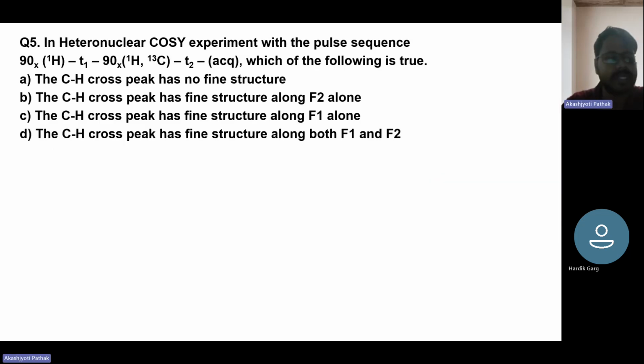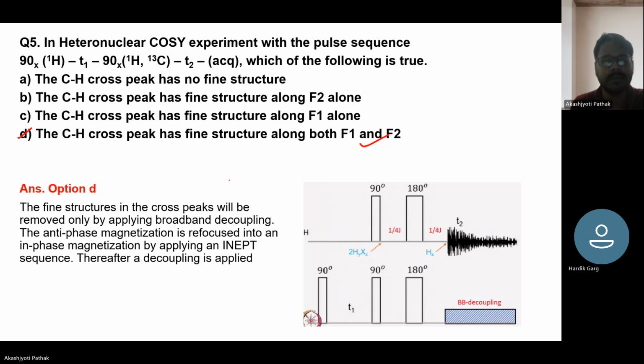So now answer the question. The CH cross peak will have fine structure along both F1 and F2 dimensions, right? Because we are not doing any decoupling. So that is why they are both. That is why we will obtain fine structure in the cross peak in both the F1 and F2 dimensions.